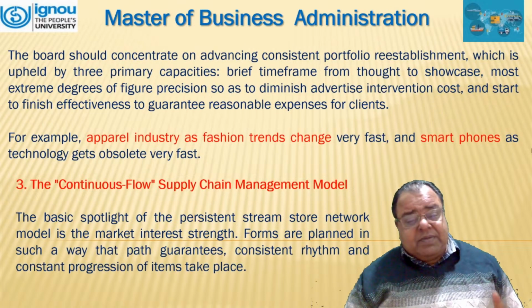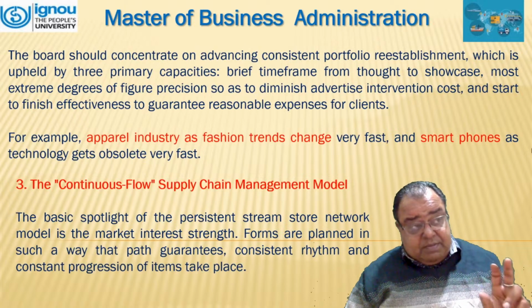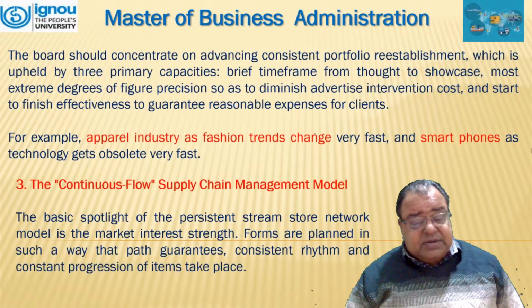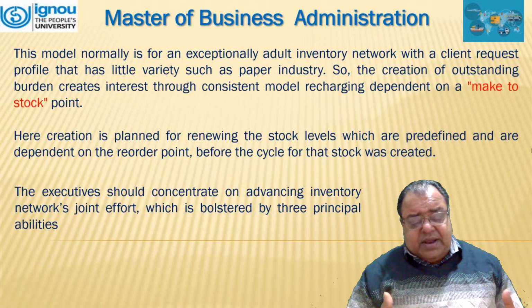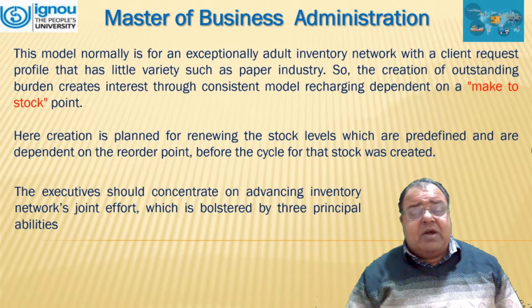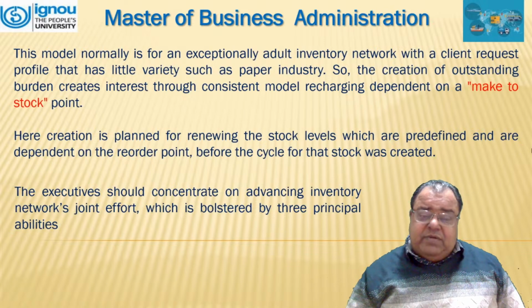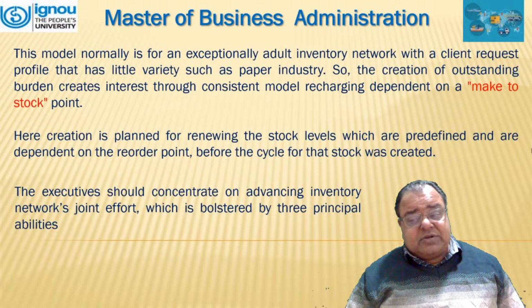The third one is continuous flow supply chain management model. The basic spotlight of the continuous flow supply chain model is market demand strength. Processes are planned in such a way that the path guarantees consistent rhythm and constant progression of items. This model normally is for an extremely mature supply chain with a client request profile that has little variety, such as the paper industry. So, the production workload creates demand through consistent model replenishment based on a make to stock point. Here, production is planned for replenishing the stock levels, which are predefined and are dependent on the reorder points before the cycle for that stock was created.